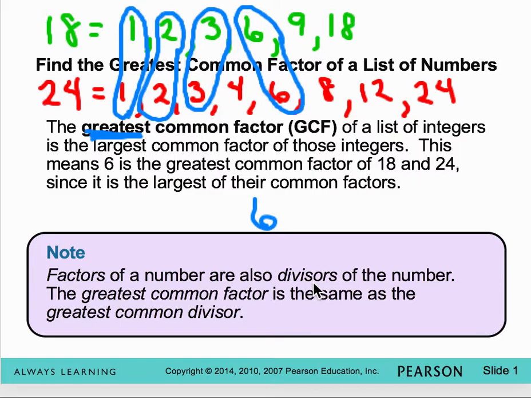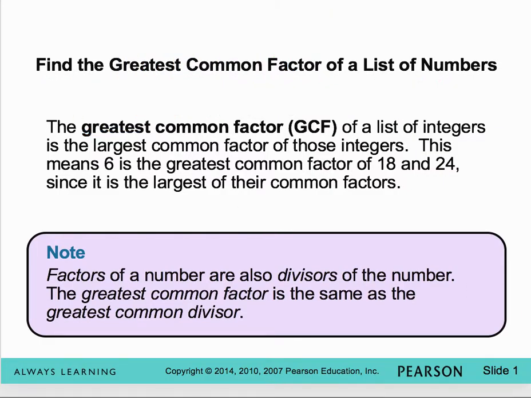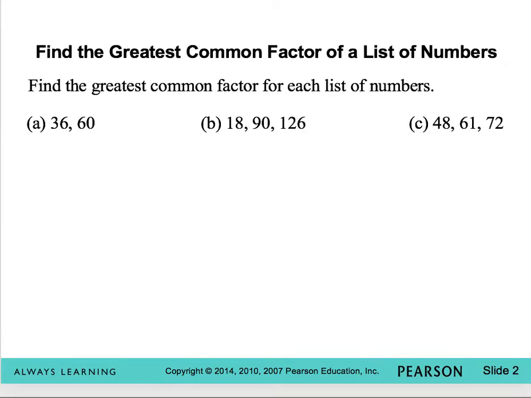Factors are also called divisors of a number, so we could be talking about the greatest common divisor, the biggest number that divides evenly into 18 and 24. So first of all, let's just practice finding our greatest common factor. Between 36 and 60, one thing I could do is what we just did and list all of those factors, or I could do my prime factorization for each one.